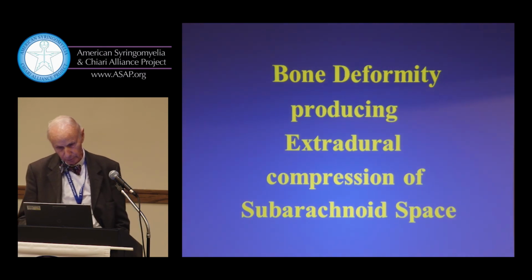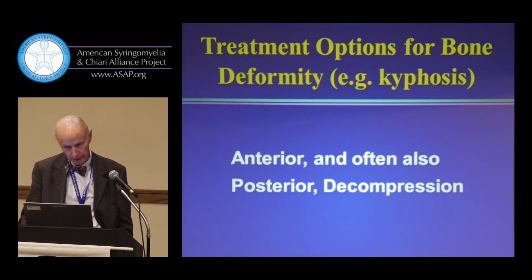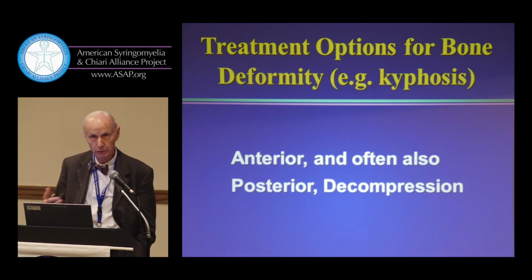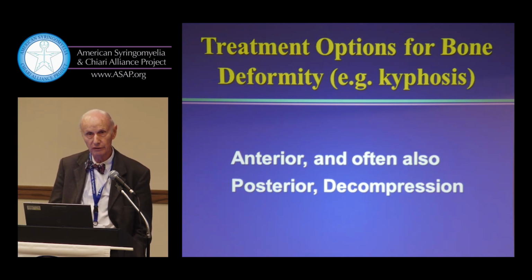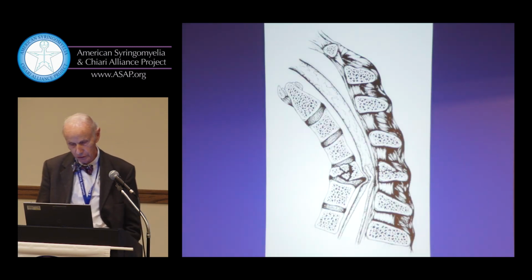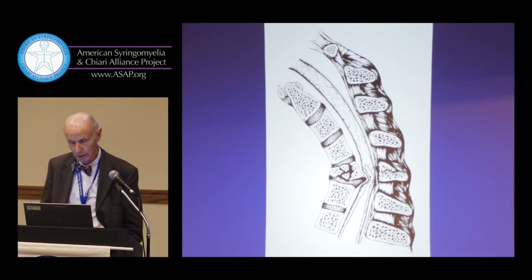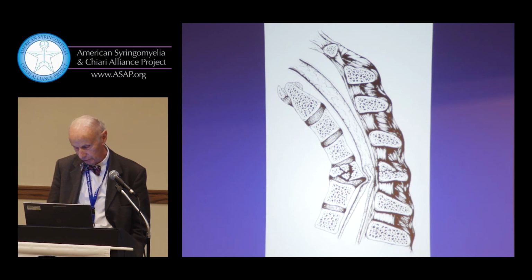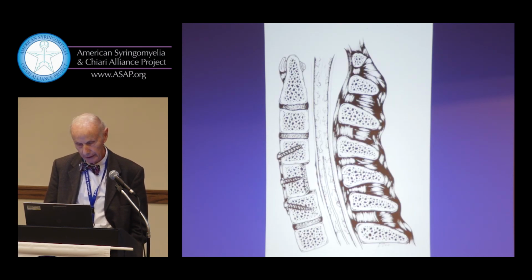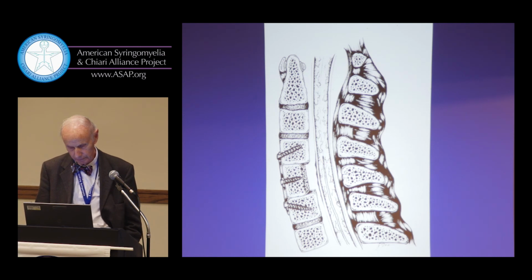I mentioned before that bone can produce extradural compression in a post-traumatic situation, and this may require removal of bone, sometimes from the front, sometimes from the back, sometimes both. And this is an illustration of how an injury of the cervical spine, for example, can produce complete obstruction of the subarachnoid space. And after an anterior procedure, removing this bone element, the syrinx gets smaller.